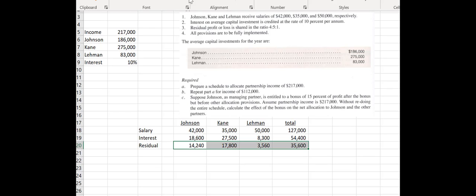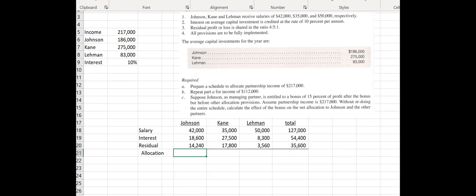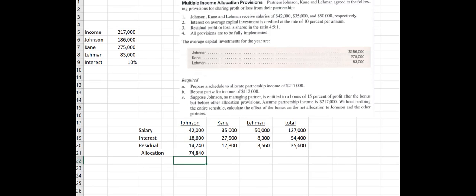So I can now draw lines, pretty this up a little bit. Now I'll total up each individual person's allocation. So Johnson gets allocated 74,840. Kane, 80,300. Lehman, 61,860. Let's total up that row, and it should match the income from cell B5. So adding across, it does, 217,000.